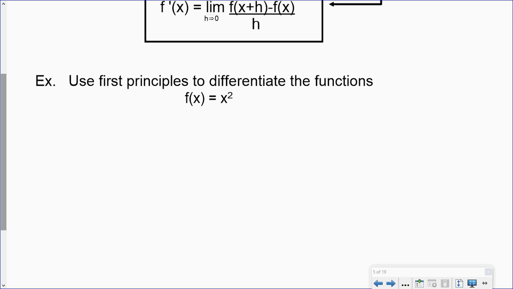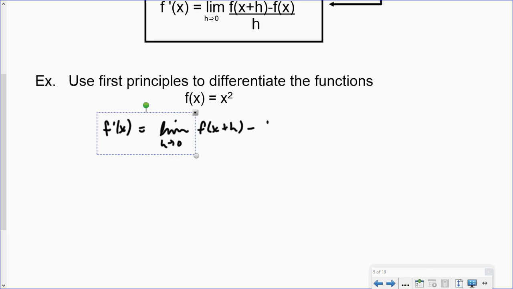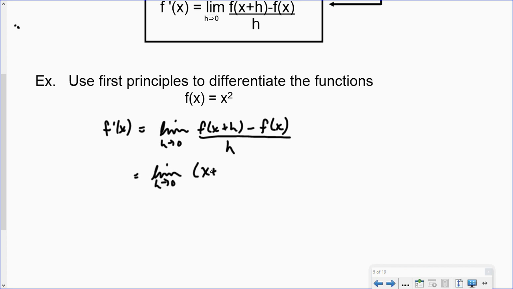Okay, so I'm going to differentiate the function. So it's going to be f prime. I'm going to set it equal to my limit as h approaches 0 of f of x plus h minus f of x over h. Now I apply my function. I still need the limit as h approaches 0, but my function is telling me to square it, and I'm going to subtract the original function, divided by h.